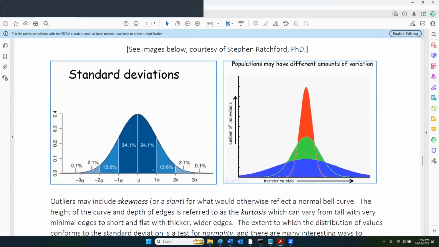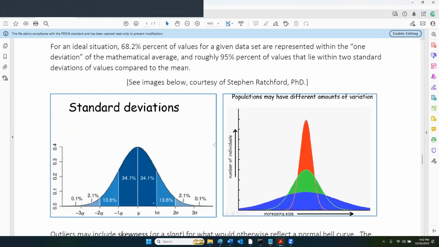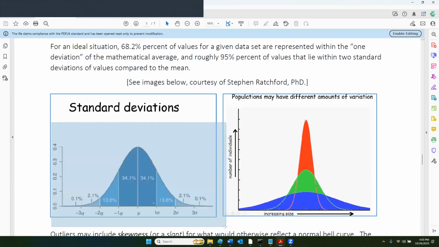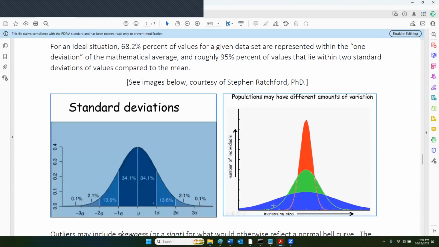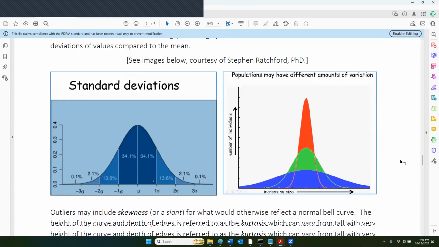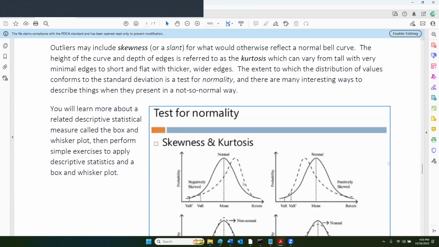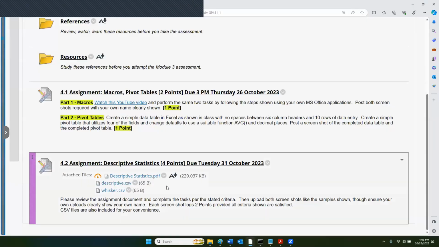So a plot of a normal distribution is one way to look at the distribution of data and how much it varies. But a really cool graphical method to determine where most of the data is and how much it varies is something called a box and whisker plot. So that's the next assignment.